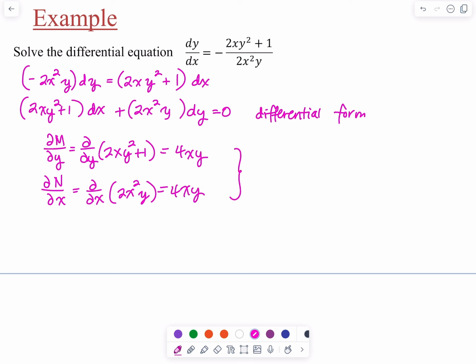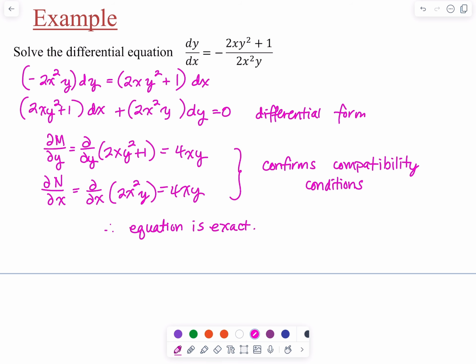And this confirms the compatibility conditions. Therefore, our equation is exact.